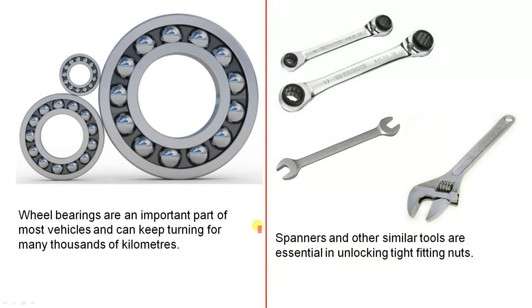Wheel bearings are an important part of most vehicles and can keep turning for many thousands of kilometers. So that section there is the one that turns, and wheel bearings are an absolutely vital part of a lot of machinery, cars and many other things, motors, etc. Spanners and other similar tools are essential in unlocking tight-fitting nuts. So all these turn in a circular motion whether you're locking or unlocking a nut.